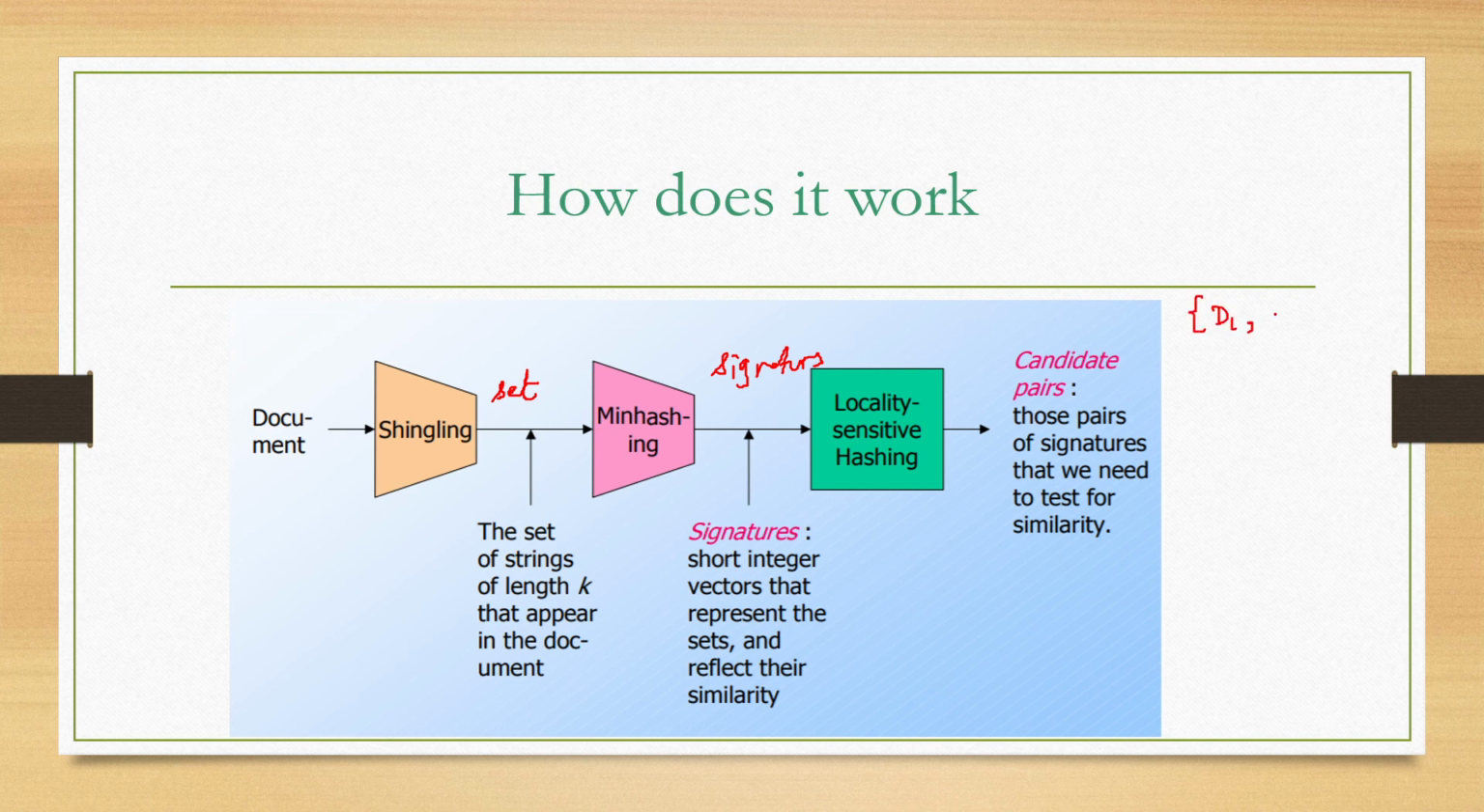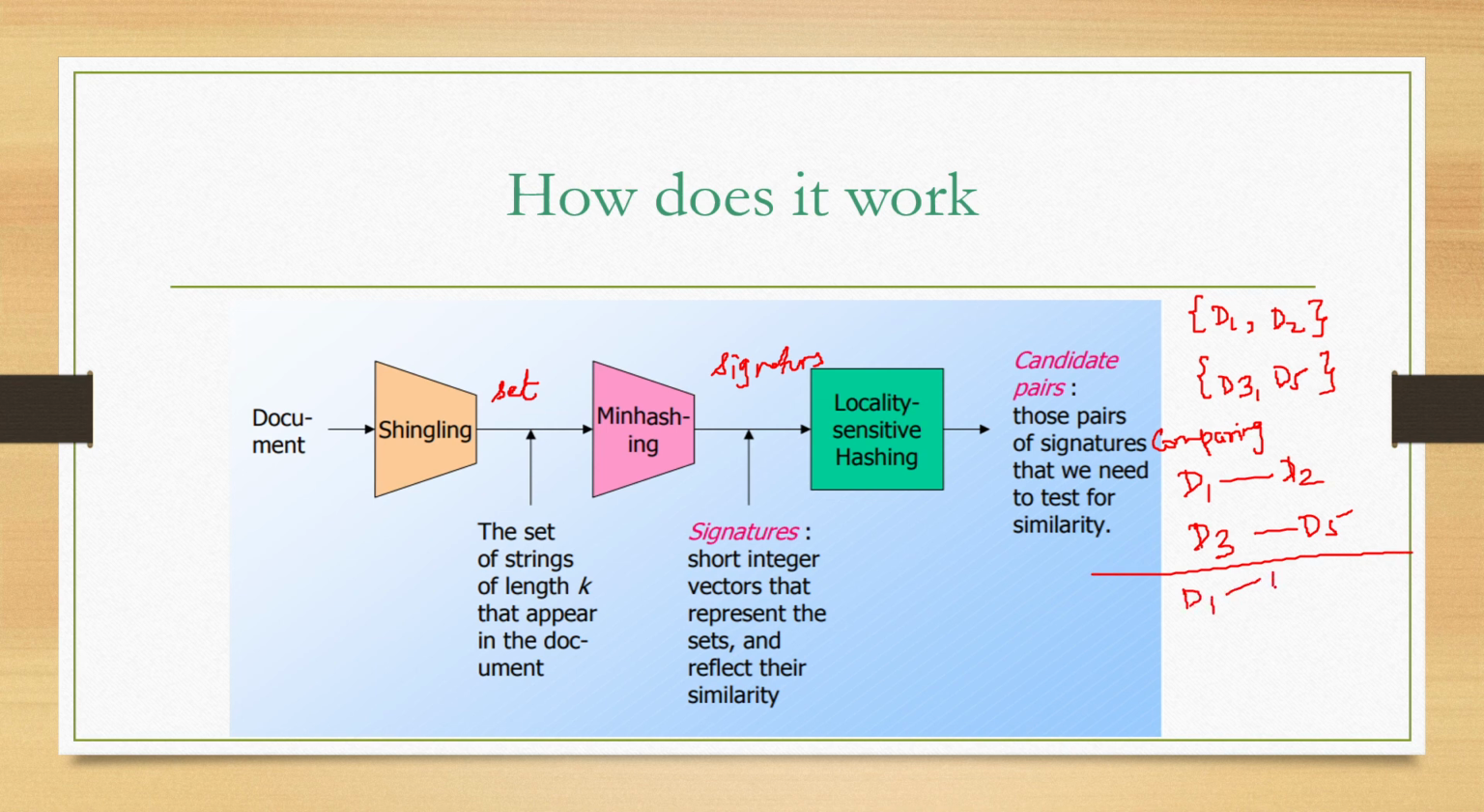So for example, if we find that documents D1, D2 and say D3, D5 are the candidate pairs which are similar, then we will be comparing only D1 with D2 and D3 with D5. If this had not been applied, then our comparison would have been D1 to all the other documents which are present, D2 to all the other documents, D3 with all the other documents.